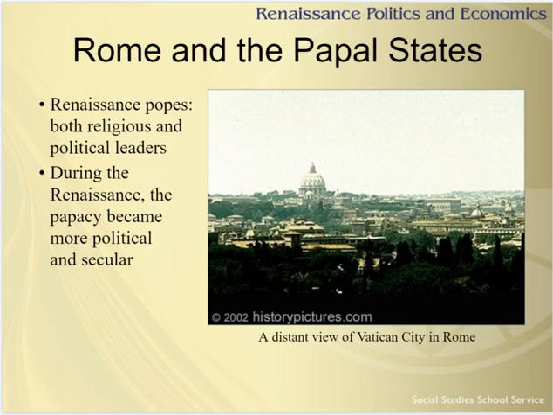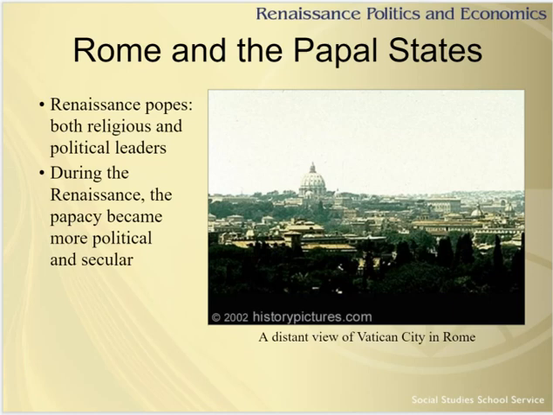So let's talk about Rome and the Papal States. Popes during the Renaissance were both heads of the Catholic Church and political leaders who governed Rome and the territories it controlled, known as the Papal States. The area as a whole included much of central Italy.